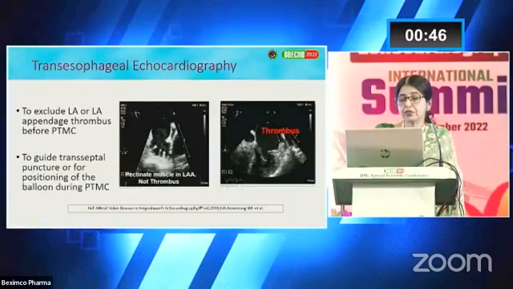Transesophageal echocardiography is indicated to exclude LA appendage thrombus before PTMC. On the left, we can see the normal pectinate muscle in the LA, not thrombus, but on the right, we can see the obvious thrombus by TEE. TEE also helps to guide the transseptal puncture and the positioning of the balloon during PTMC.